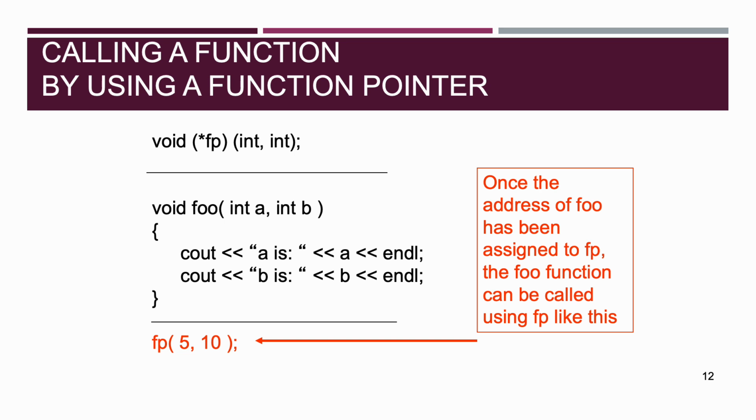Once the address of foo has been assigned to fp, the foo function can be called using fp like this. Calling fp with 5 and 10 will invoke foo with the arguments 5 and 10. This results in foo executing and printing a is 5 and b is 10. Using fp to call foo provides us with flexibility. We can dynamically assign different functions to fp at runtime and call them in this same manner, making function pointers a powerful tool for modular and adaptable code.